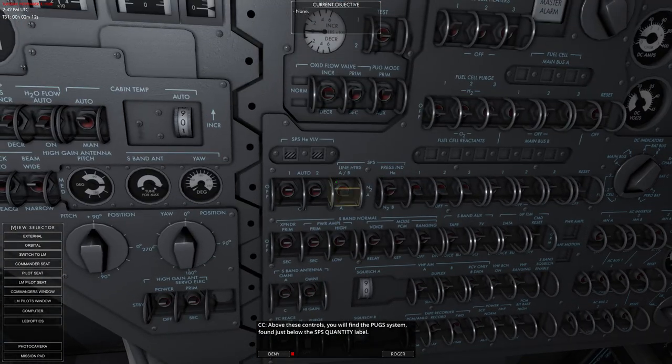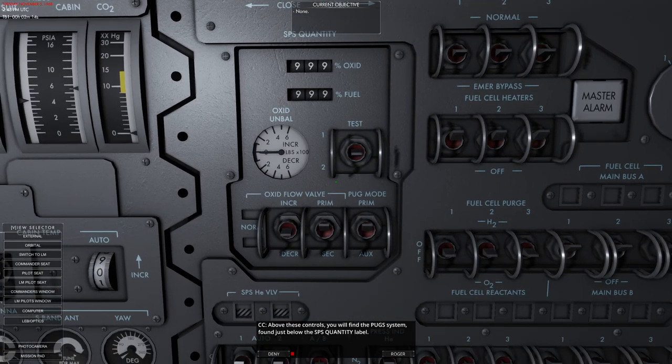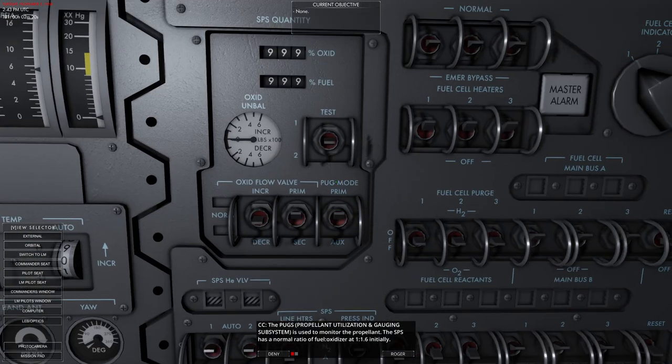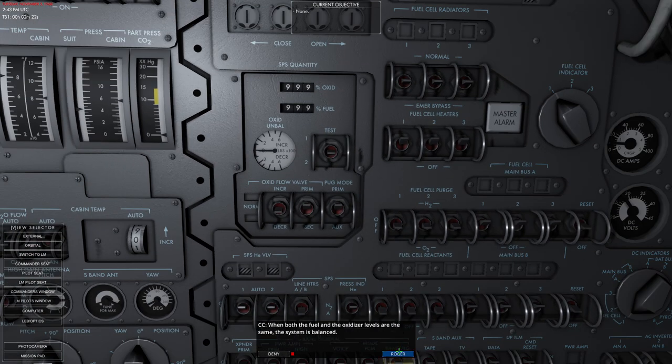Above these controls, you'll find the PUG system, and just below the SPS quantity label. Okay, sounds good. Let's see here. The PUGs is used to monitor the propellant. The SPS has a normal ratio of 1:1.6. Okay. When both the fuel and the oxidizer levels are the same, the system is balanced. I think that's what we have up here.